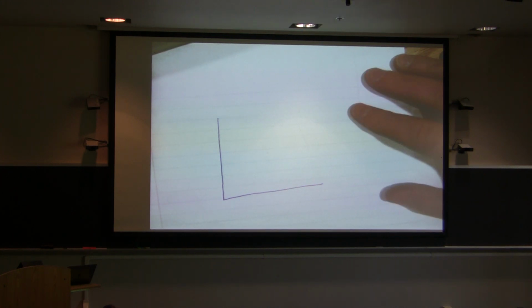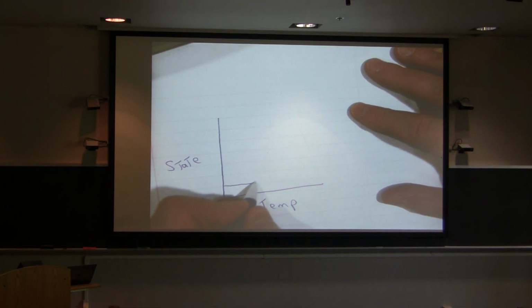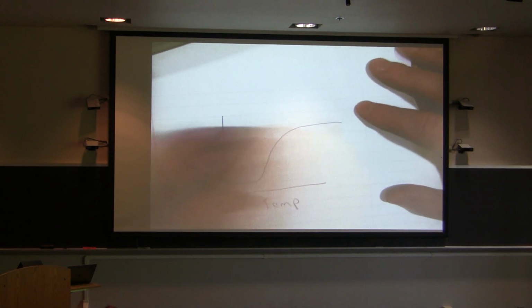So I am plotting state, which is liquid versus solid, as a function of temperature. Okay? And so when I do that, I will start out with something that's a solid. And as I increase the temperature, I start to see a transition, and I become something that's liquid.